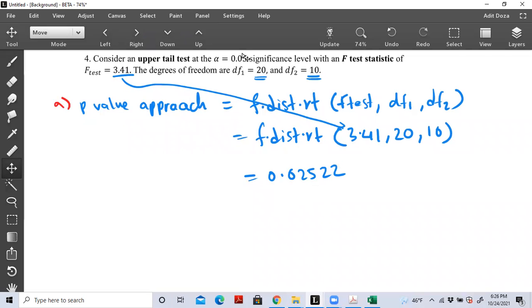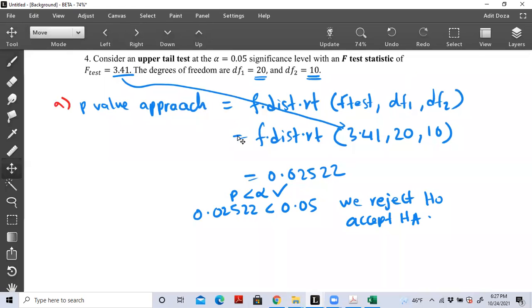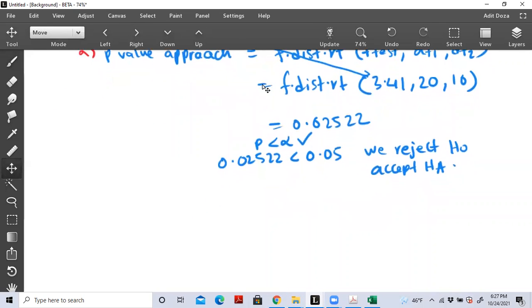Is this p-value greater than alpha? No, because our p-value is less than alpha. It is smaller than 0.05. So we reject, because p is less than alpha. We reject H naught and accept HA. This is very easy with the p-value approach, but I cannot give you Excel. So let's take a look at how to solve it with the critical value approach.